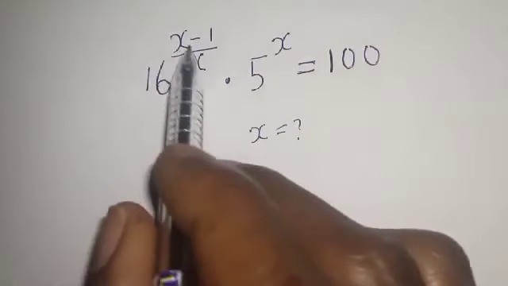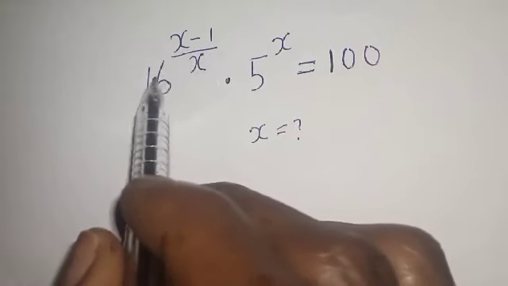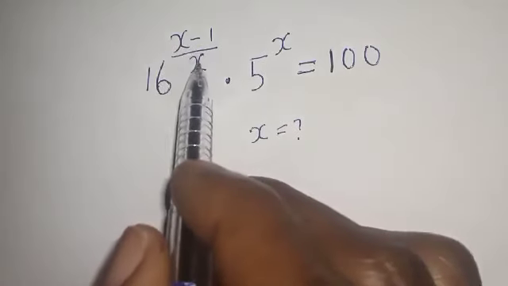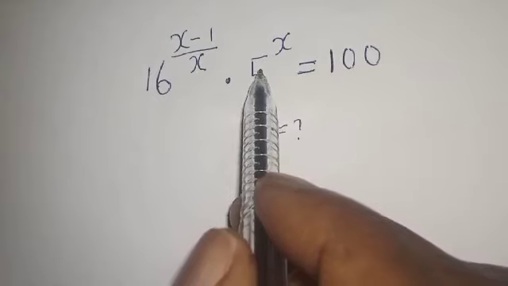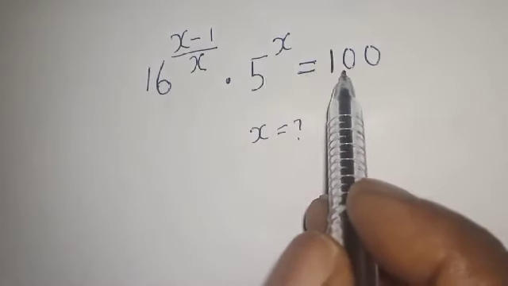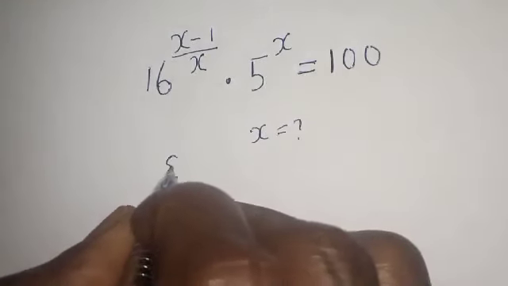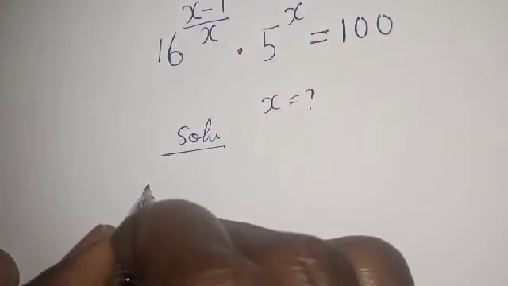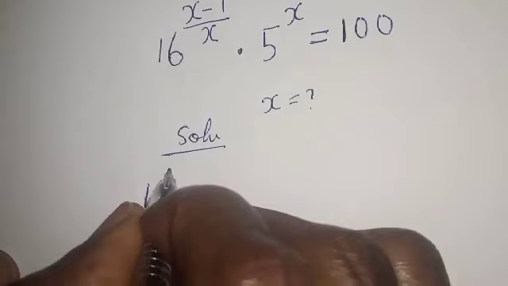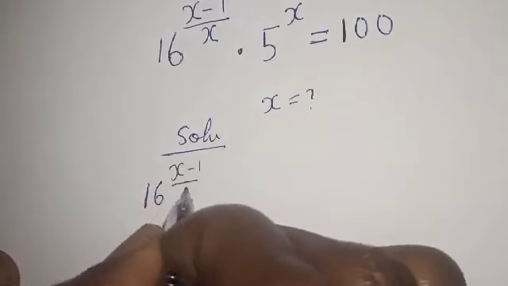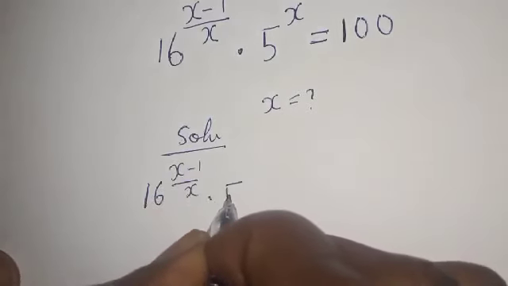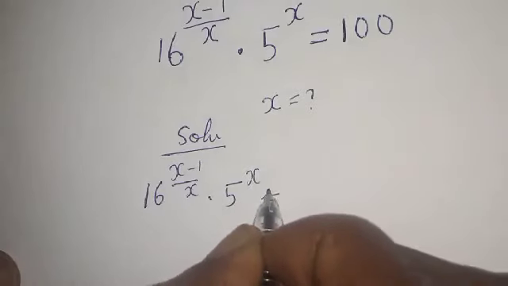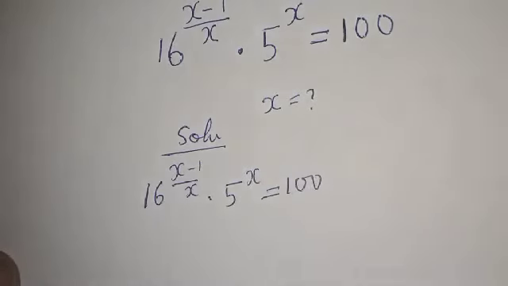How to solve for x from this given nice equation: 16 raised to power x minus 1 over x, multiplied by 5 raised to power x, is equal to 100. Solution. 16 raised to power x minus 1 over x multiplied by 5 raised to power x is equal to 100.